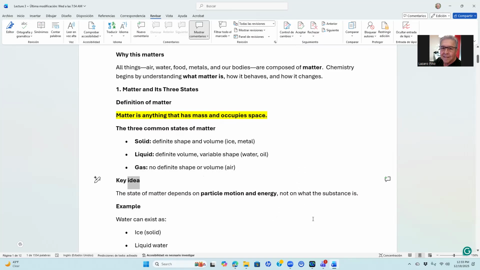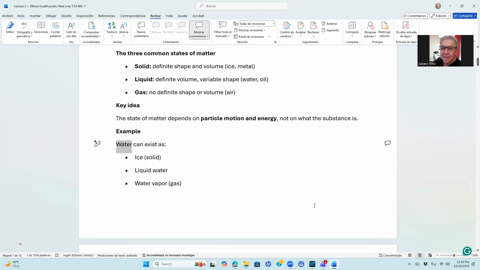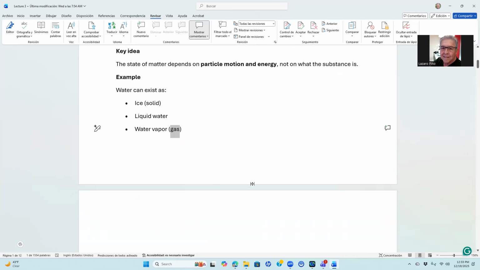Key idea. The state of matter depends on particle motion and energy, not on what the substance is. Example. Water can exist as ice, solid. Liquid water. Water vapor, gas.